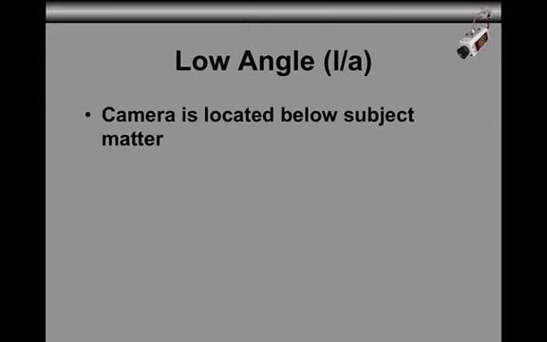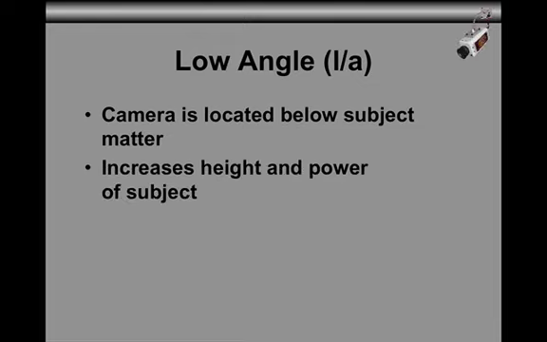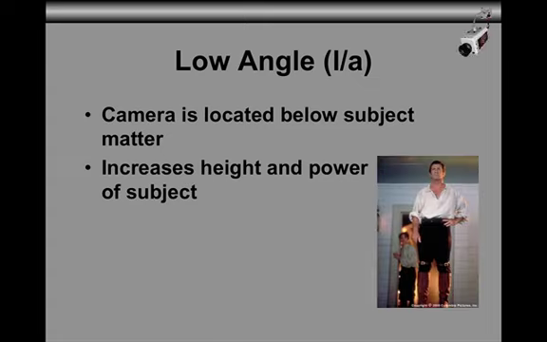The low angle shot, on the other hand, is when the camera is located below the subject matter, and what happens is there's an increase of height and power in how the subject is perceived by the viewer. As you can see in this shot, the camera is basically placed quite low down, and the camera is tilted to face up at the subject in the frame.